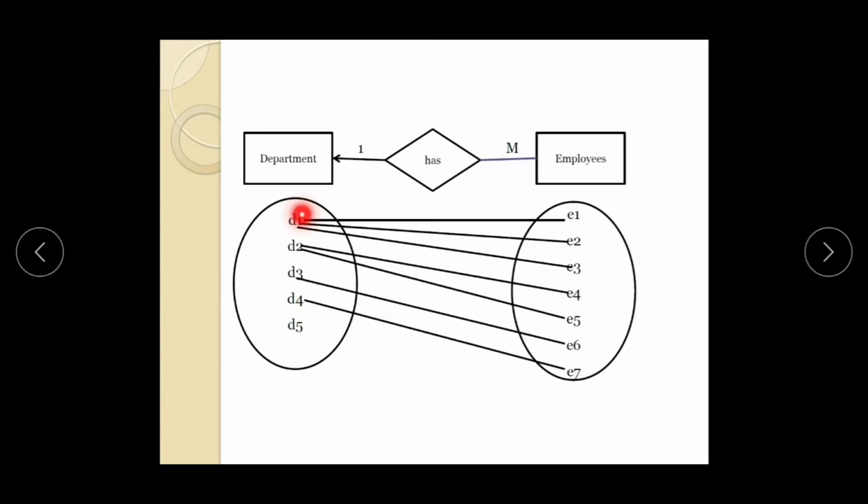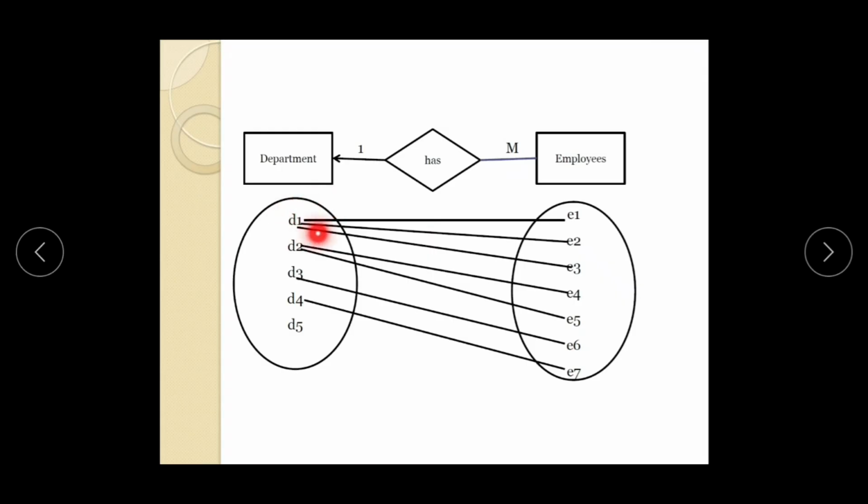So look here, a single department can have many employees. See here, D1 is connected with employee E1, D1 is connected with employee E2, D1 is also connected with employee E3. So a single department has many employees. Clear? Similarly D2 is connected with employee E4 and E5. So department D1 has employees E1, E2, E3. Department D2 has employees E4 and E5. D3 has only a single employee E6. Similarly, D4 also has a single employee E7.